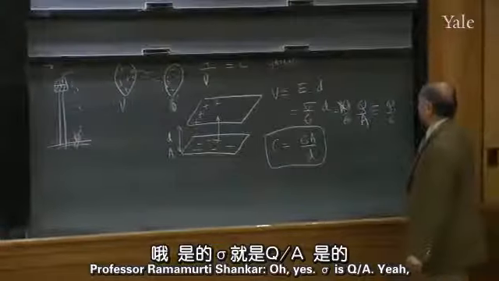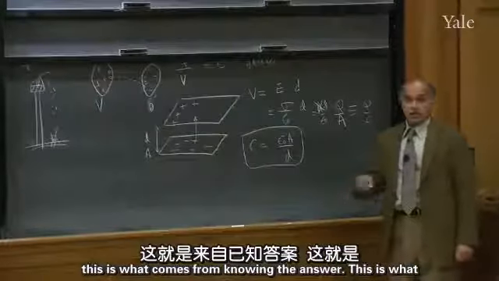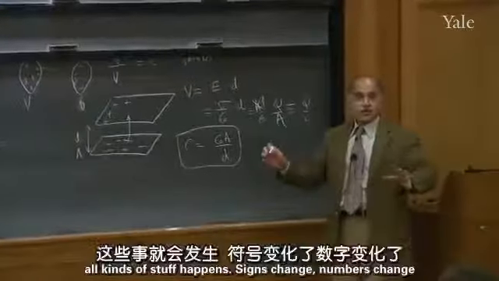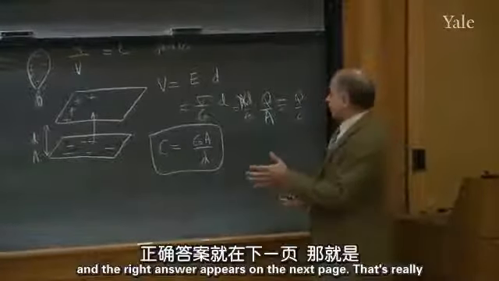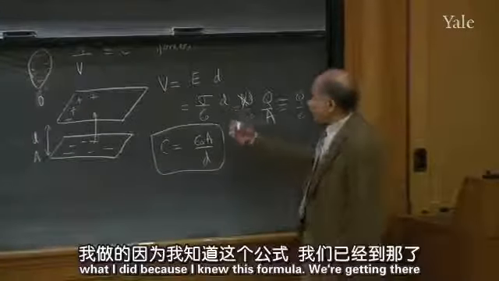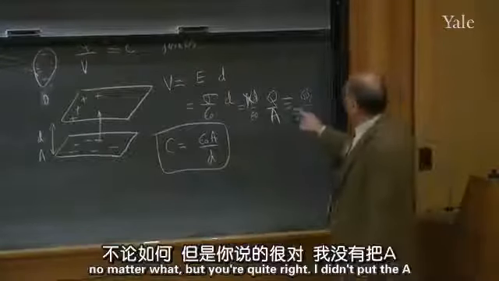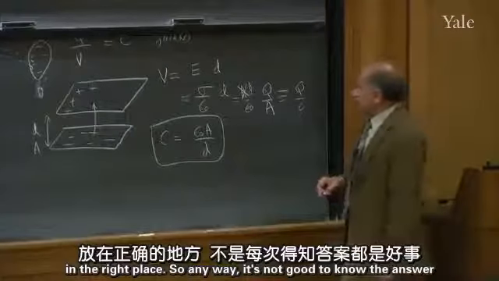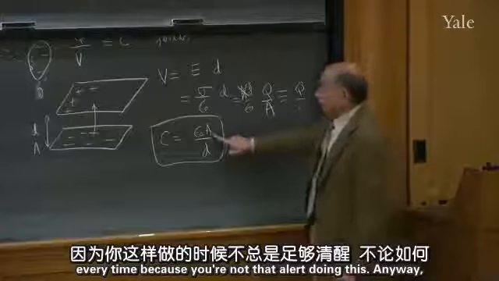Sigma is Q over A. Yeah, this is what comes from knowing the answer. This is what you guys do in the exam. When you turn that page, all kinds of stuff happens. Signs change, numbers change, and the right answer appears on the next page. That's really what I did, because I knew this formula. We are getting there no matter what. But you're quite right, I didn't put the A in the right place. So in a way, it's not good to know the answer every time, because you're not that alert doing this. Anyway, this is the correct answer.